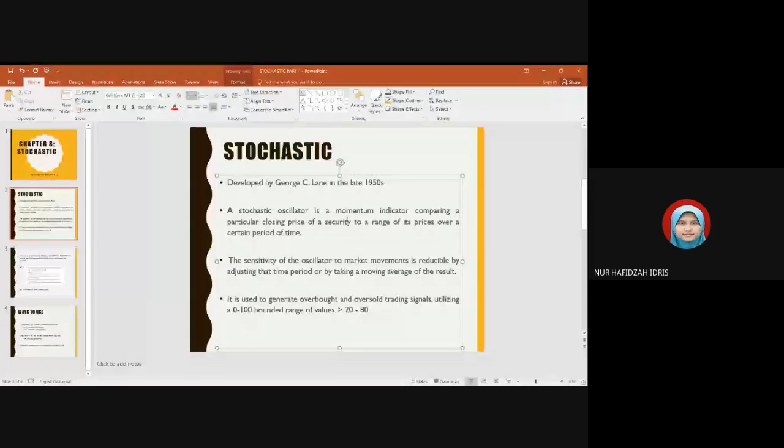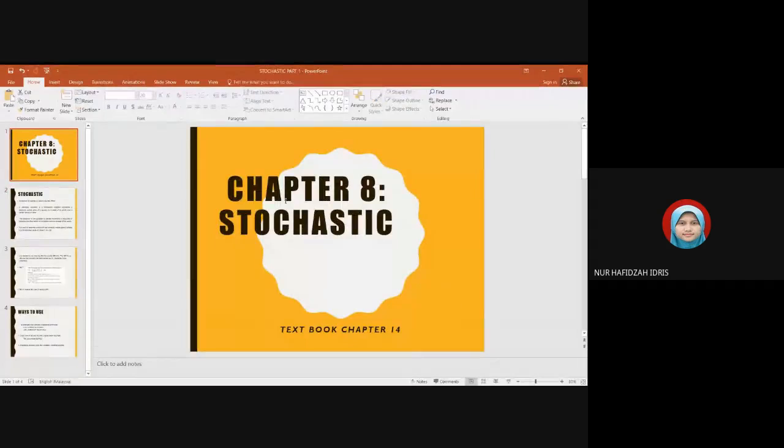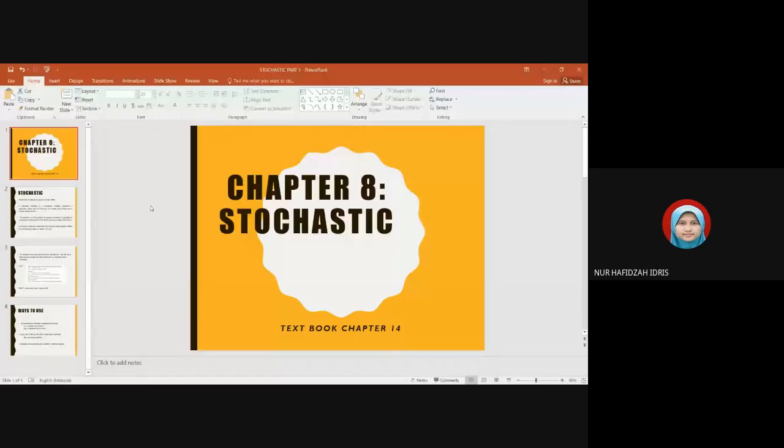Okay. So sekarang ni nampak chapter 8 stochastic. Nampak. Okay, I share dengan you stochastic. Alright. Okay, so stochastic, again, in your textbook, dia adalah di dalam chapter 14.